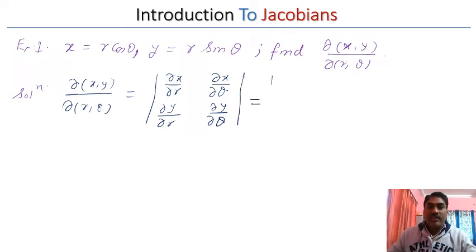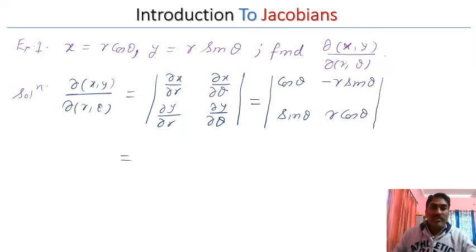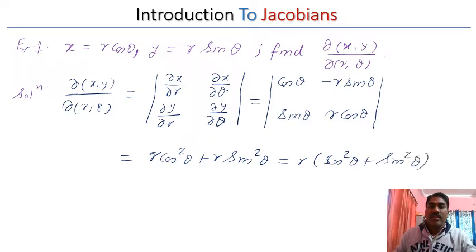Then calculate these partial derivatives. So ∂x/∂r is cos θ, ∂x/∂θ is −r sin θ, ∂y/∂r is sin θ, and ∂y/∂θ is r cos θ. You can expand the Jacobian, so you will get r cos²θ + r sin²θ. Taking r common, we get cos²θ + sin²θ, and cos²θ + sin²θ is 1, so this is r. So the Jacobian of (x, y) with respect to (r, θ) is r.